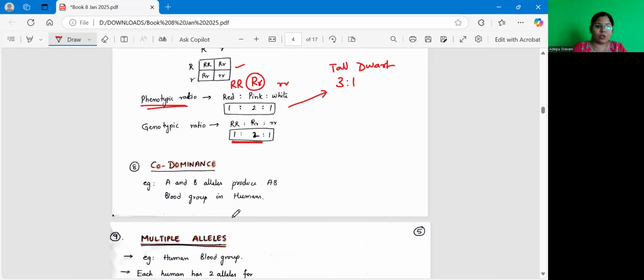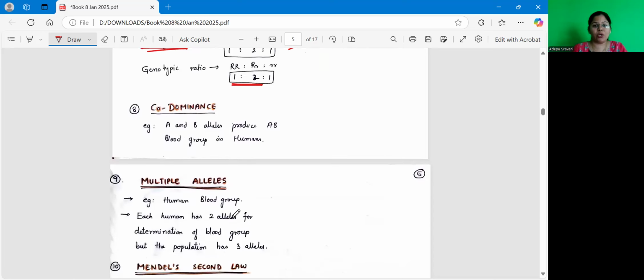Next, we have something called codominance. Codominance is a condition where both the alleles will be representing their character. If two alleles are present like this, both of them will show their character. Example is your AB blood group in humans. In humans, we have different types of blood group, A, B, AB, and O, isn't it?